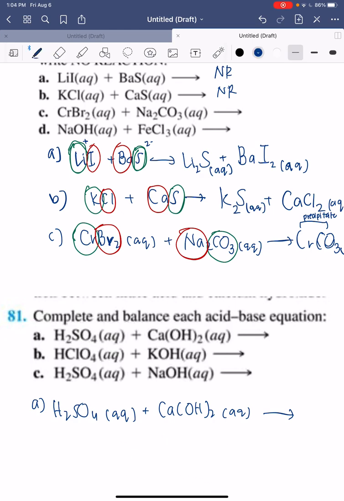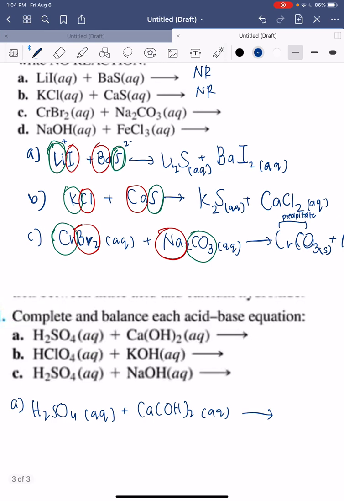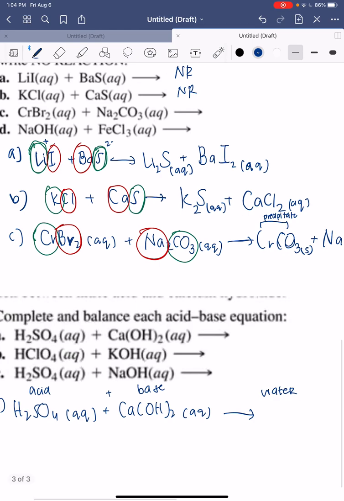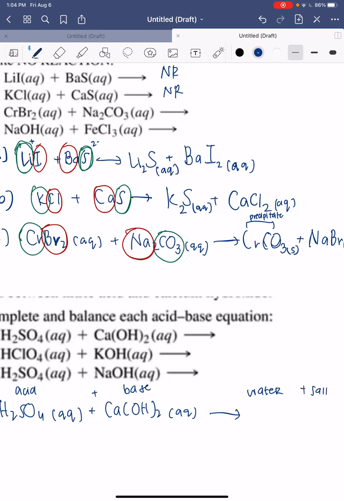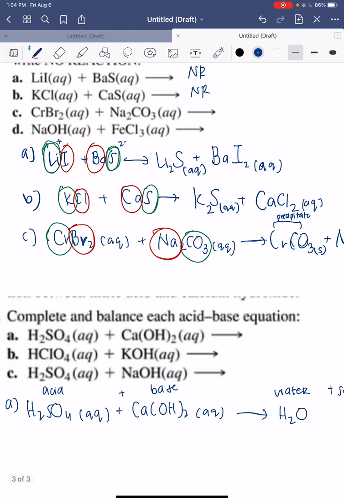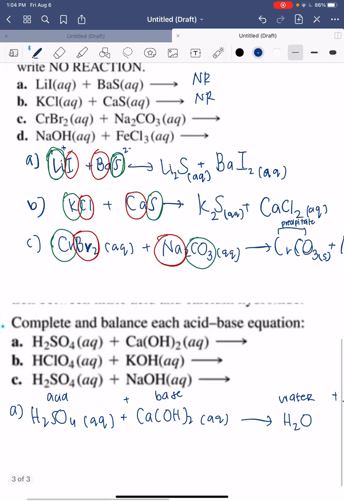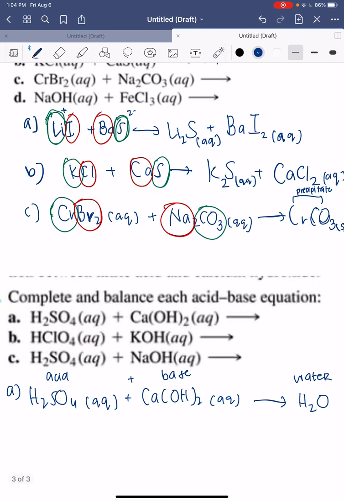In order to complete these equations, we always have acid. This is going to be our template: plus base makes water plus our salt. And we can go ahead and write out water from the get-go because we know that's always going to be the product of an acid-base equation. The salt is what we did for our precipitation reactions, and that's pairing the opposite ions in the different compounds with each other.